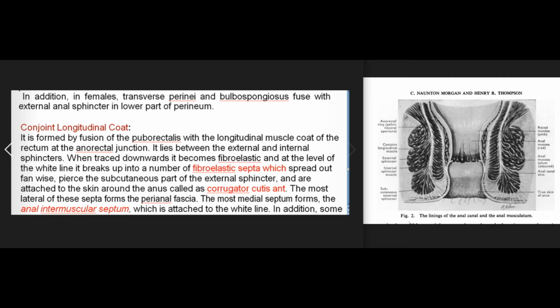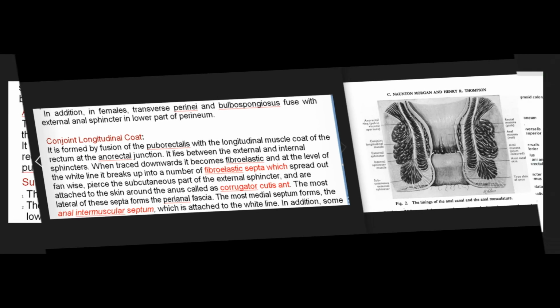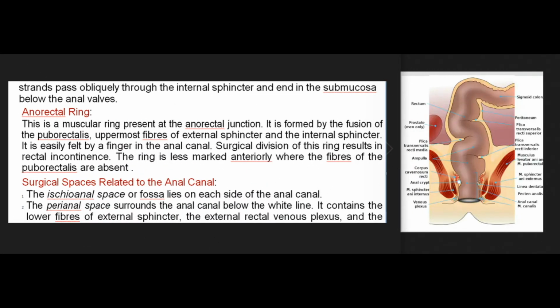The most lateral of these septa forms the perianal fascia. The most medial septum forms the anal intermuscular septum, which is attached to the white line. In addition, some strands pass obliquely through the internal sphincter and end in the submucosa below the anal valves.